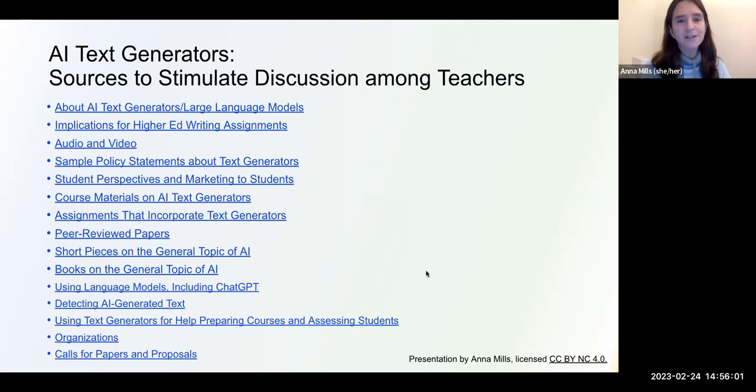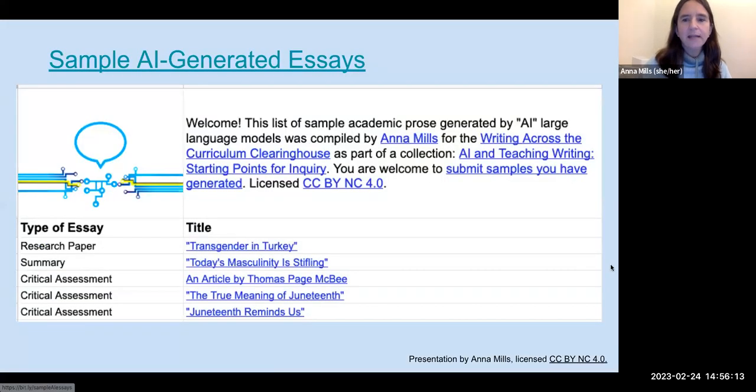So we've got a lot of resources up there, and it's been really neat to have that be crowdsourced and have the dialogue in the margins of the Google Doc. A lot of people have contributed. And we also have a set of sample AI generated essays that are open licensed. So if you don't necessarily want to make an account with OpenAI and try your prompts on there, you can just see samples of different genres of academic essays that are coming out of ChatGPT.